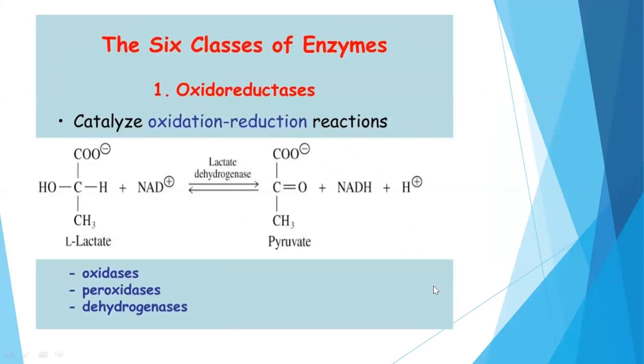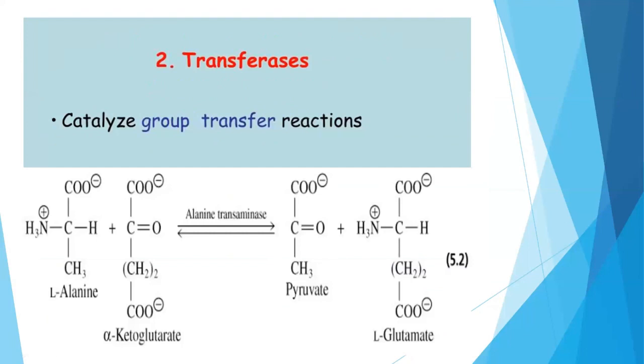So there are 6 classes of enzymes. Number one is the oxidoreductases. They catalyze oxidation-reduction reactions. You know that oxidation is loss of electrons and reduction is the gain of electrons. So they are oxidases, peroxidases, and dehydrogenases. The transferases are the enzymes that catalyze group transfer reactions, like alanine transaminase.